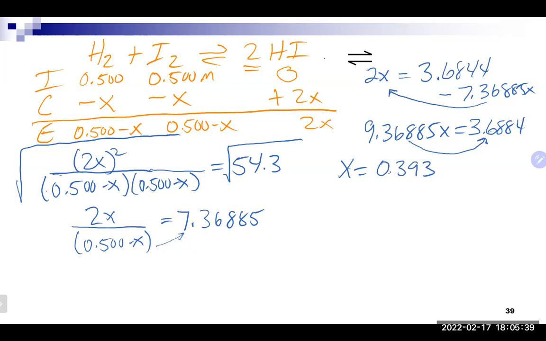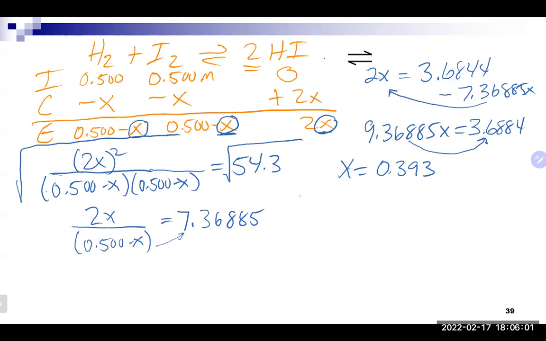Now, as we talked about before, in this case we didn't use the quadratic, so we just got one x value, which should be the correct value. That x value, again, is every single x that we see in this table on the equilibrium line. So to finally figure out everybody's concentration at equilibrium, we're just going to stick that x in there.